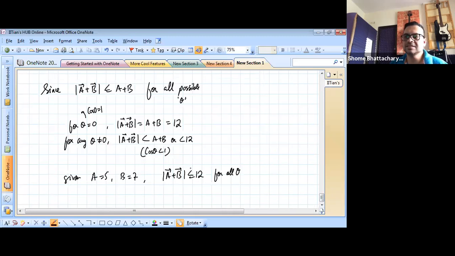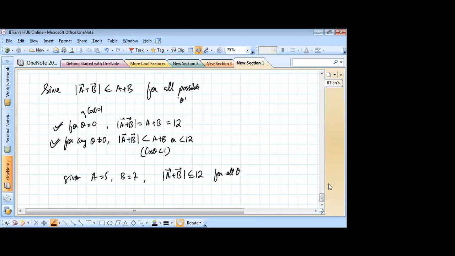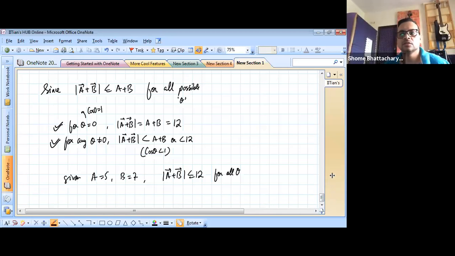Yes, so it is less than or equal to 12 in general because theta can be 0 also. It can be 0, it can be non-zero also. If it is non-zero, it's less than 12. If it is 0, then it's exactly 12. But no matter what value of theta we take, it cannot be greater than 12. That is the important thing.